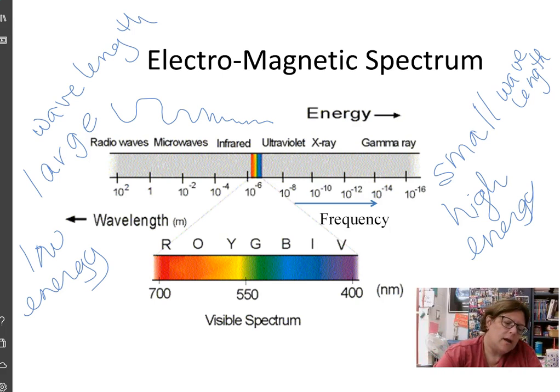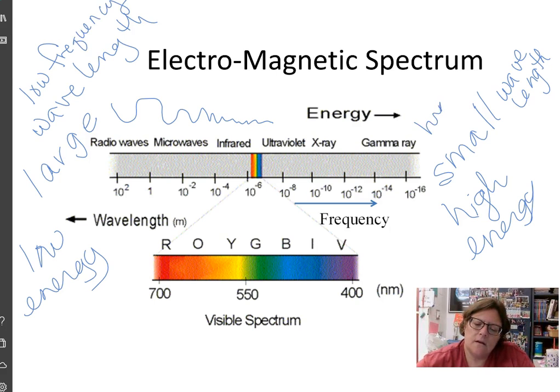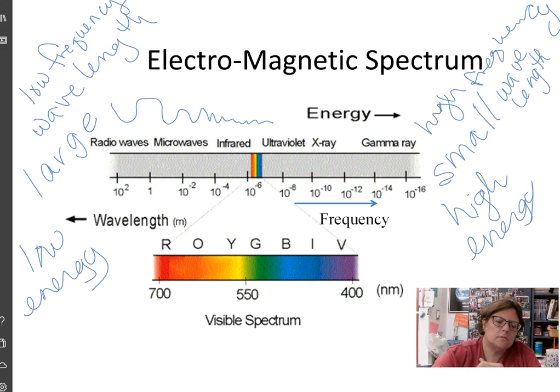So long wavelengths have low frequency. And short wavelengths have high frequency. High frequency, high energy, teeny tiny wavelength. Low frequency, low energy, big wavelength.